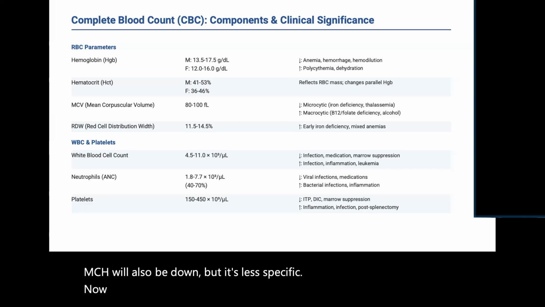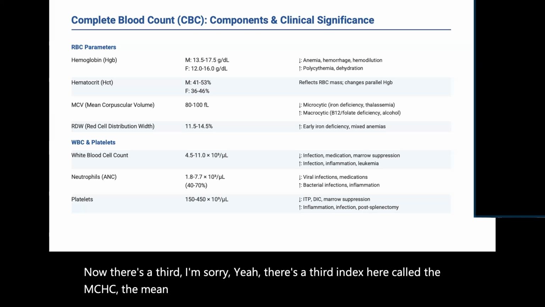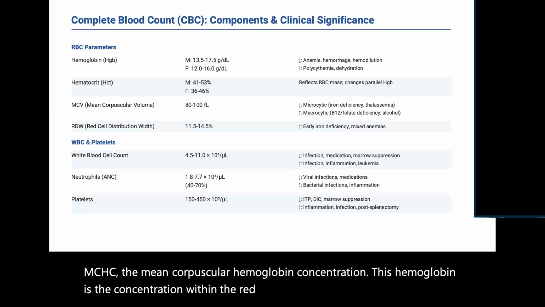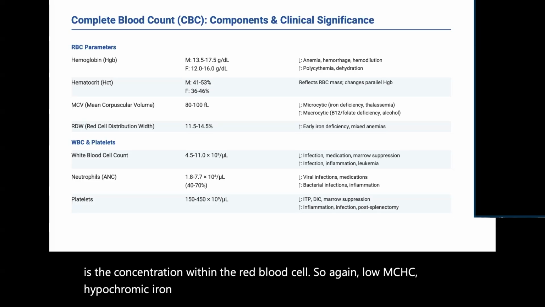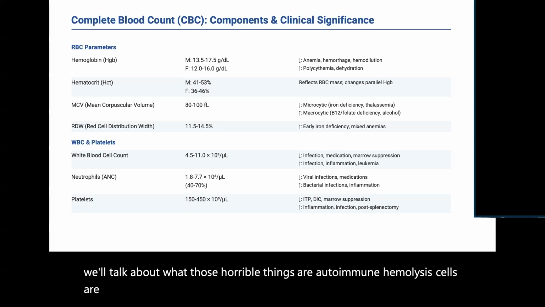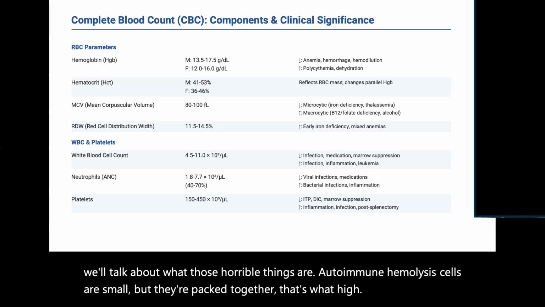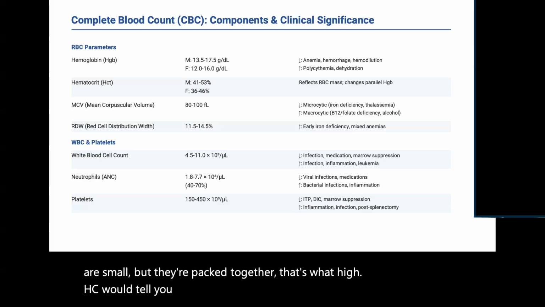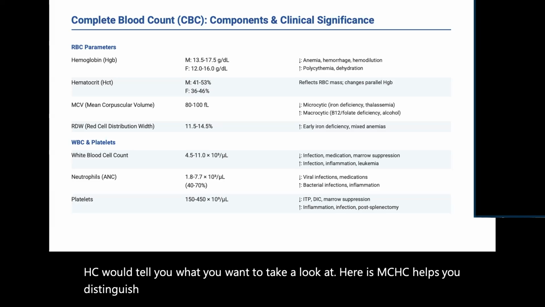Now, there's a third index here called the MCHC, the mean corpuscular hemoglobin concentration. This hemoglobin is the concentration within the red blood cell. So again, low MCHC, hypochromic, iron deficiency, thalassemia. High MCHC, spherocytes, and we'll talk about what those horrible things are. Autoimmune hemolysis. Cells are small, but they're packed together. That's what high MCHC would tell you. What you want to take a look at here is MCHC helps you distinguish spherocytosis, high MCHC, from other microcytic states.